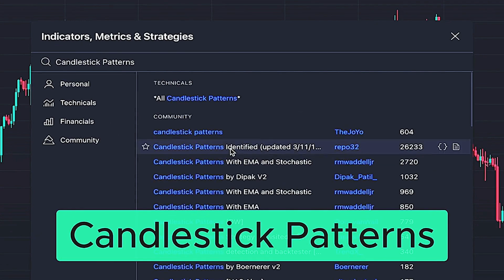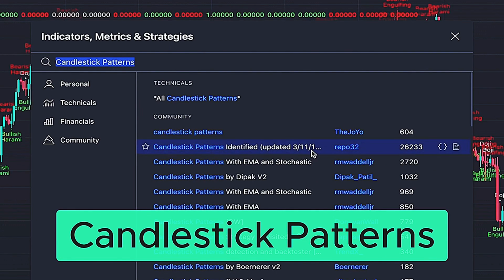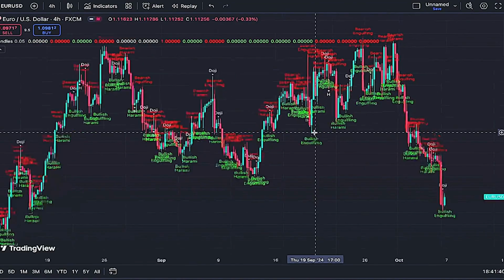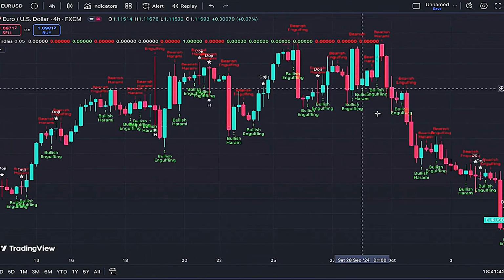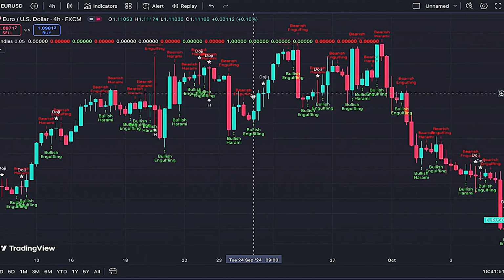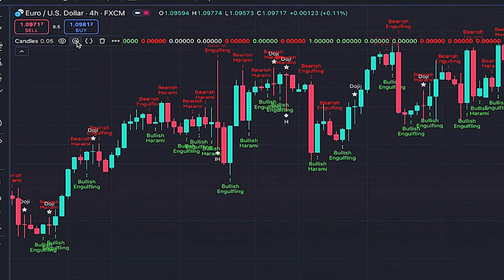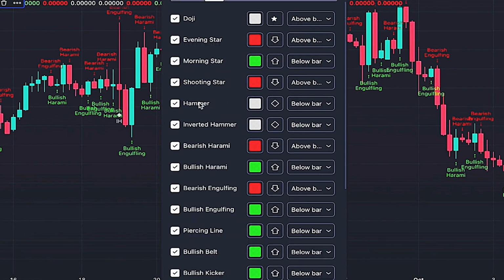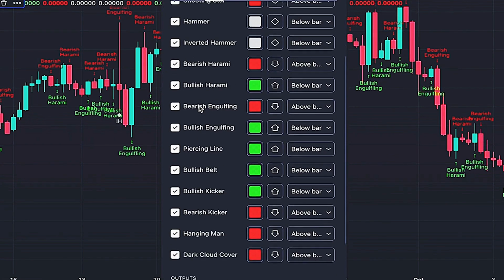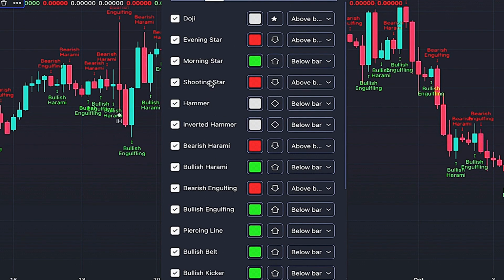We add this one, Candlestick Patterns Identified, which is written by Repo32. As you can see, the indicator has identified candlestick patterns on the chart, but in practice, you will not need all of them. Here in the settings of the indicator, in the style tab, we have lists of the patterns that the indicator identifies on the chart. You can select the ones that you need in your trading strategy.